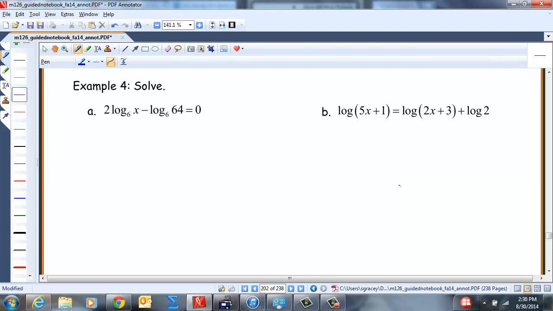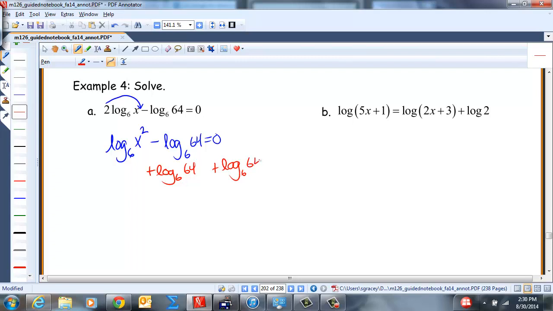All right. So here we go. We've got, so notice we have two logs, and the first log expression has this 2 multiplying to it. So let's use that power rule to bring that in. So that'll be log base 6 of x squared, and then we'll have minus log base 6 of 64 is 0. So if we add, I know it looks weird, but if we add log base 6 of 64 to both sides, then we'll get log base 6 of x squared equals log base 6 of 64.